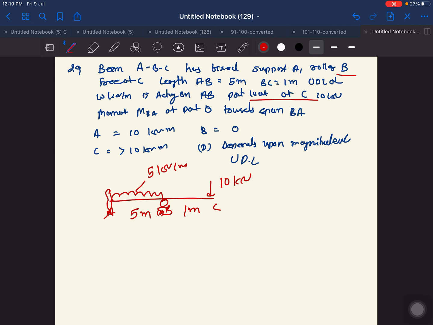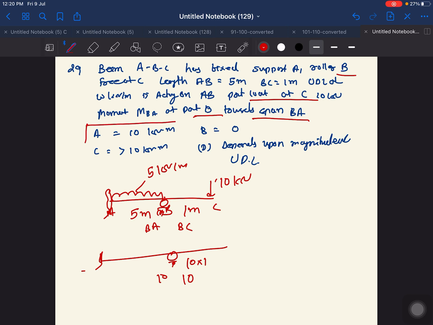So the moment MBA at point B. Over here is BA and over here is BC. So BA at point B towards span AB, in the moment distribution method, you know that at internal locations your moment value is equal but opposite in sign. So over here your moment is equal to 10 into 1. That's why for this span also the bending moment value is 10. That's why your answer is A = 10. B = 0 is a wrong option. Greater than 10 is also a wrong option, and depends on UDL is also a wrong option. So you have only one choice: A = 10 kilonewton meter.